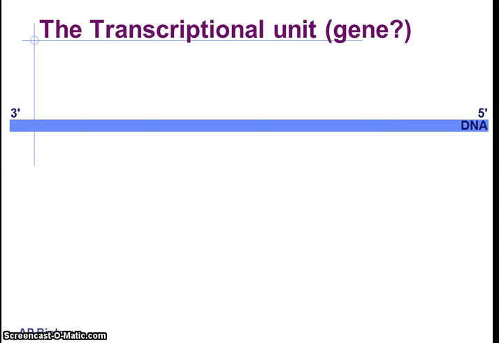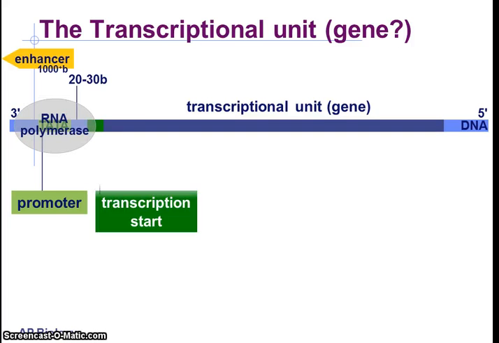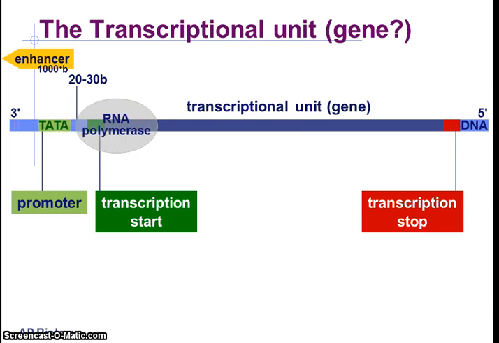So, what about that gene? How we start it: we have the promoter, where it starts, and the enhancer, upstream, which tells it to go on and off. RNA polymerase goes on, and we start transcription. This is when we stop. So RNA polymerase goes through.